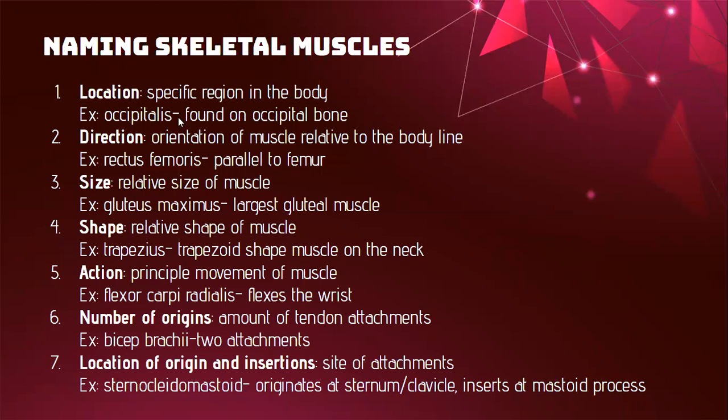The second factor is direction. Sometimes the orientation of a muscle relative to the body line will help a muscle get its name. There's something called the rectus femoris, a muscle on your leg. It's parallel to your femur, which is kind of a body line. So you can see femur, femoris. That's kind of how it got its name. It's more difficult to remember than something like occipitalis, but that's just how it's named.